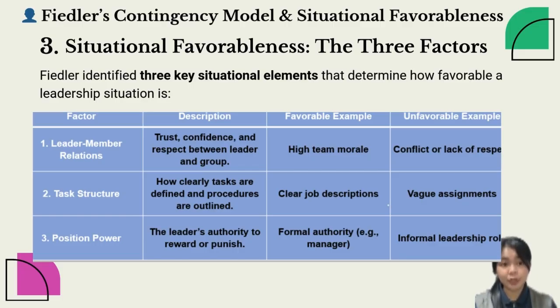The second one is task structure, the degree to which a task is clearly defined and structured. High task structure makes a situation more favorable for task-oriented leaders. The third one is the leader's position power, the leader's formal authority to reward or punish. More power typically leads to a favorable situation for a leader.